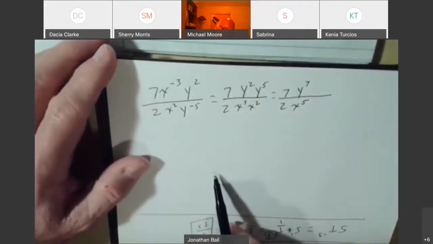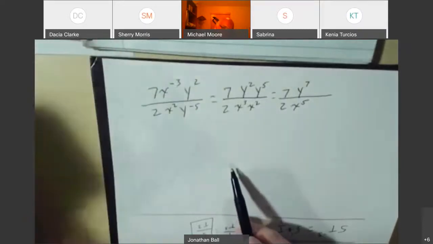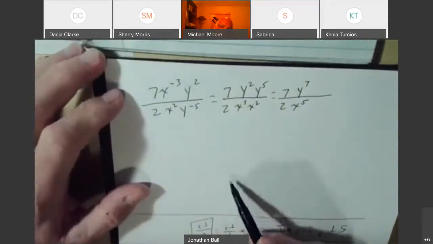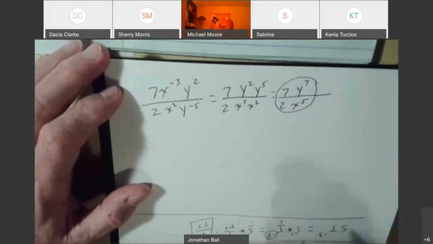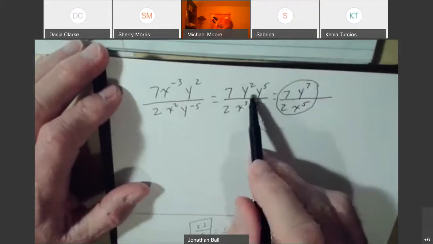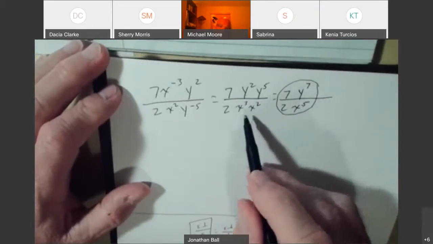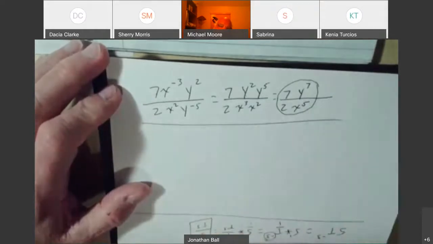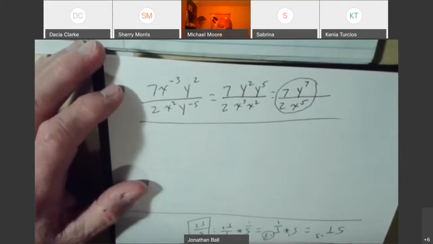Okay, these are real simple. Just remember, if the exponent's negative, move it. If it's positive, keep it where it is. And then you'll have the product rule where you have the same base numbers, so you add the exponents there and there. And like I said, these problems really don't get any more difficult, they just get longer.